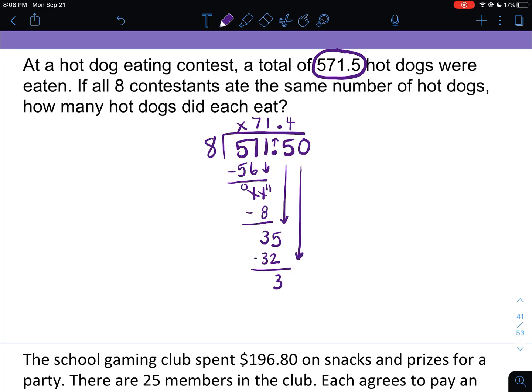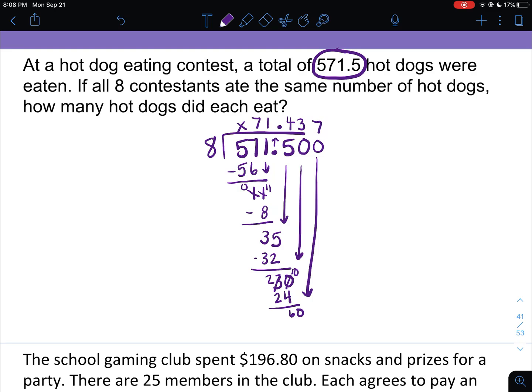So we're going to tack on a 0 and bring it down. And ask yourself, how many times does 8 go into 30? Goes in 3 times, because 8 times 3 is 24. Subtract, you can't do 0 minus 4. Borrow, 10 minus 4 is 6. So we still have a remainder. So you're going to tack on another 0 in your dividend and bring it on down.